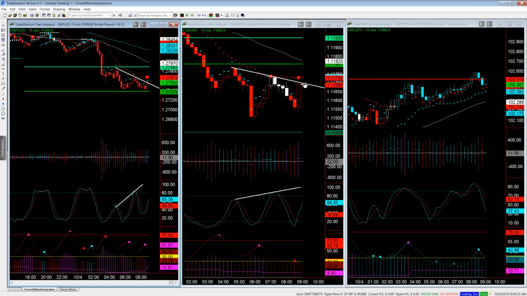Now, see, this one expires on the Euro US dollar in 45 minutes. Do you see how it went against us? I would not have given back that profit, okay?